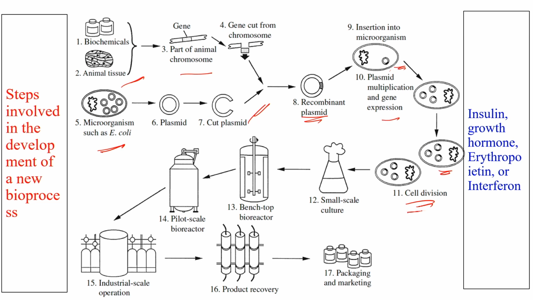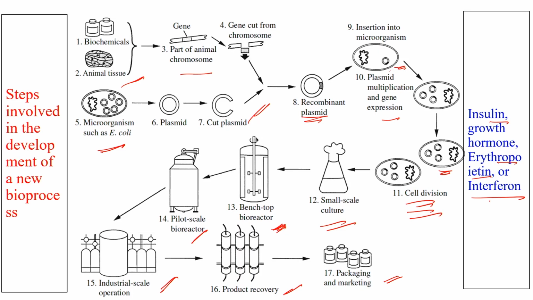Once you get this engineered strain or engineered microbe, you go for a small scale culture, then a benchtop bioreactor of 1 to 5 liters, then a pilot scale reactor of maybe 100 to 1000 liters, then industrial scale operation, where the scale will be a few thousand liters, followed by product recovery and finally packaging and marketing. A few examples that have applied this recombinant technology produced insulin, and growth hormones like erythropoietin and interferon gamma.